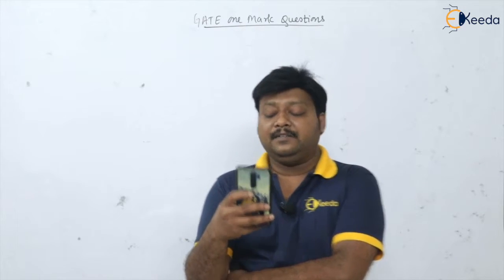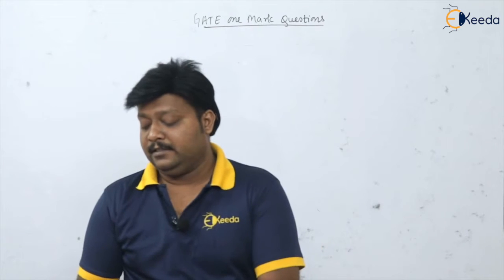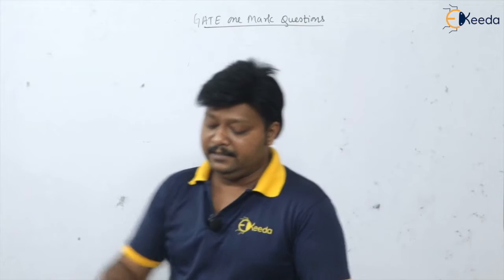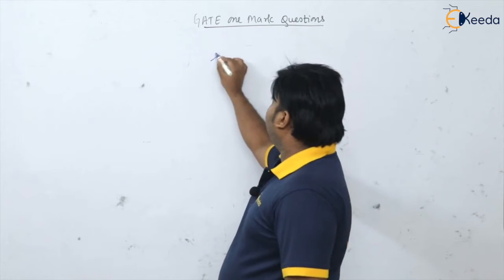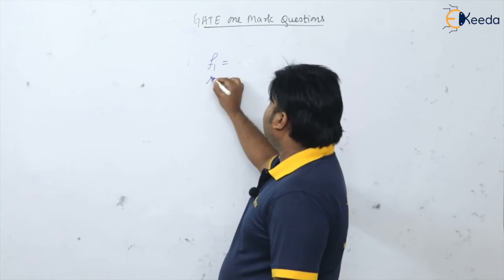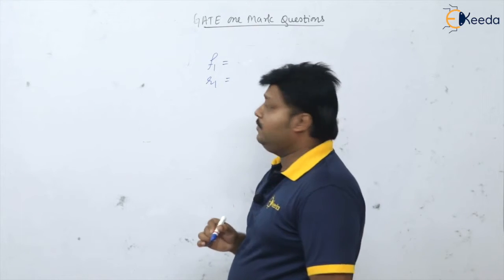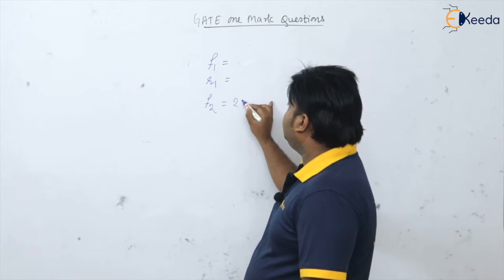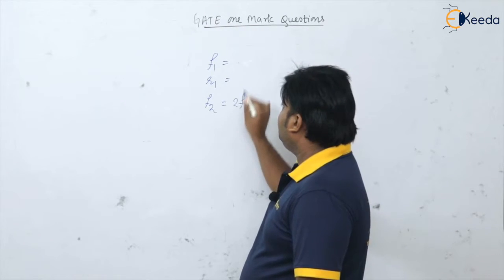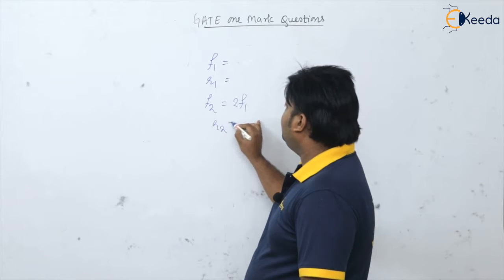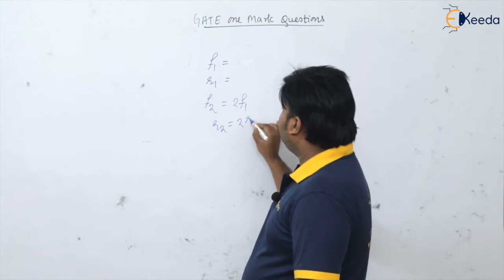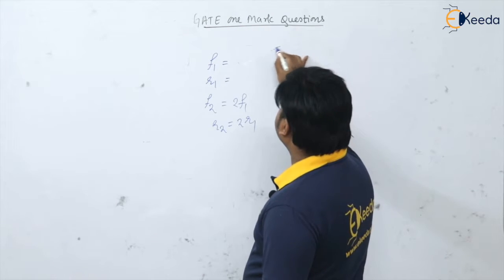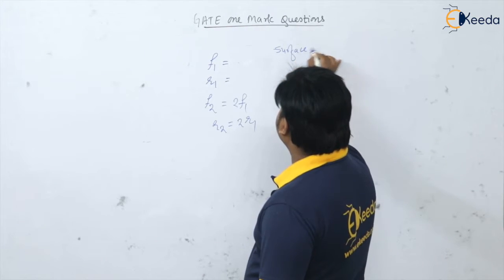Okay, so what they are saying: say F1 is the feed for the first case and R1 is the nose radius for the first case. They are saying in the second case the feed is doubled, that is 2 times F1, and this R2, the nose radius, also gets doubled. Okay, so what is the effect on the surface finish?